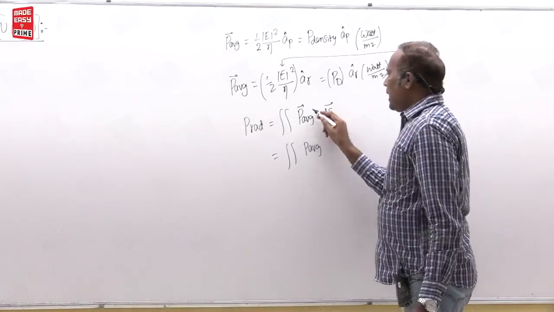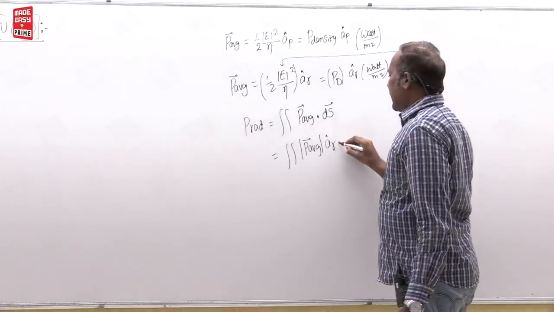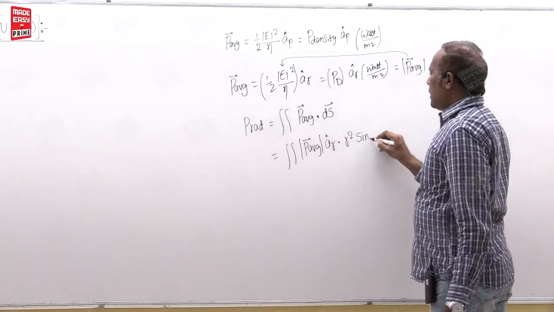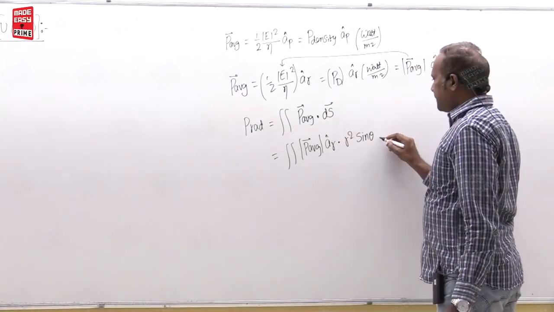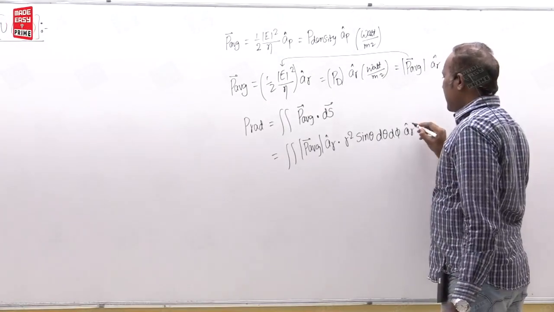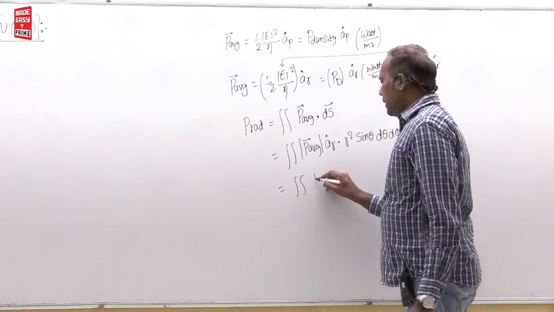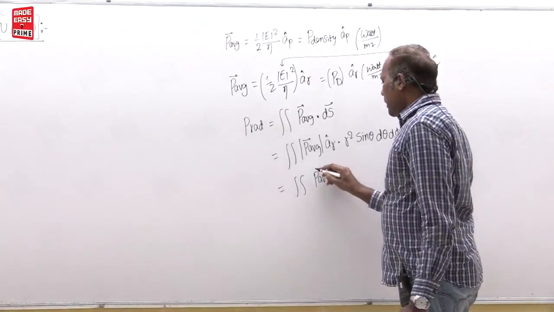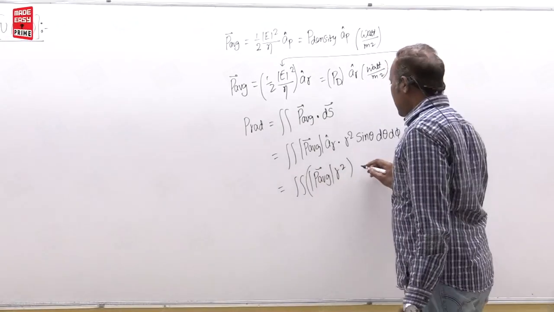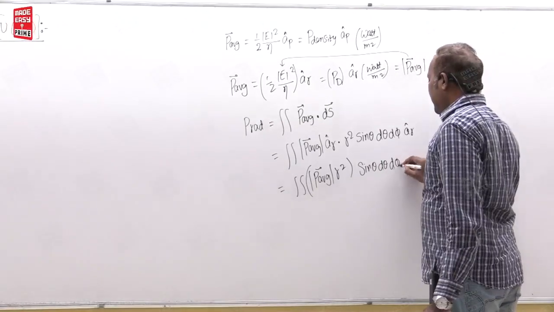This P average bar can be written as the modulus of the average Poynting vector times a_r cap. dS bar in the a_r cap direction is r square sin theta d theta d phi a_r cap. Now a_r dot a_r is 1. So, double integral of P average bar multiplied with r square, then sin theta d theta d phi.